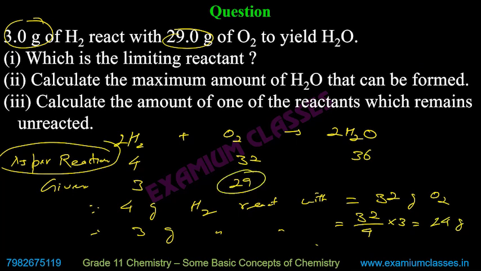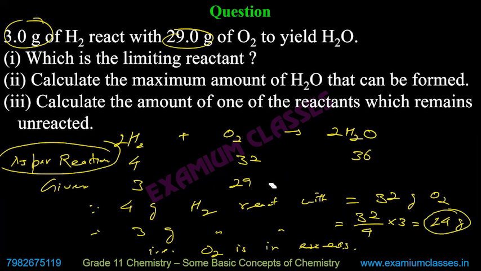It means O2 is in excess. Is that clear what I am saying? Everyone? It required 24 gram, but I have 29 gram. So it means O2 is in excess, that is hydrogen is limiting reagent.